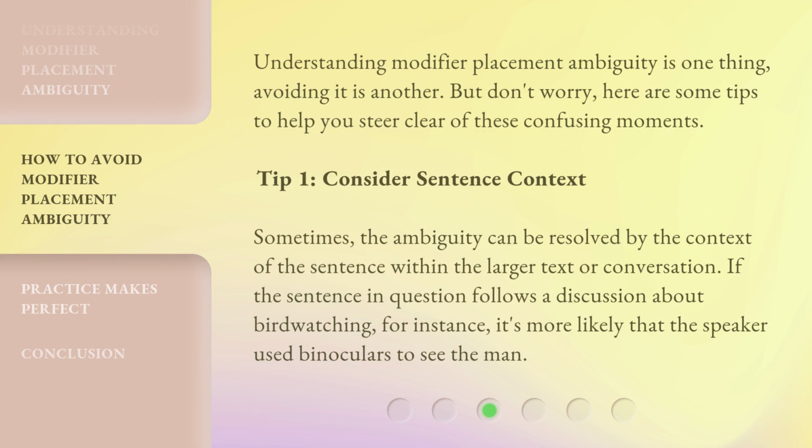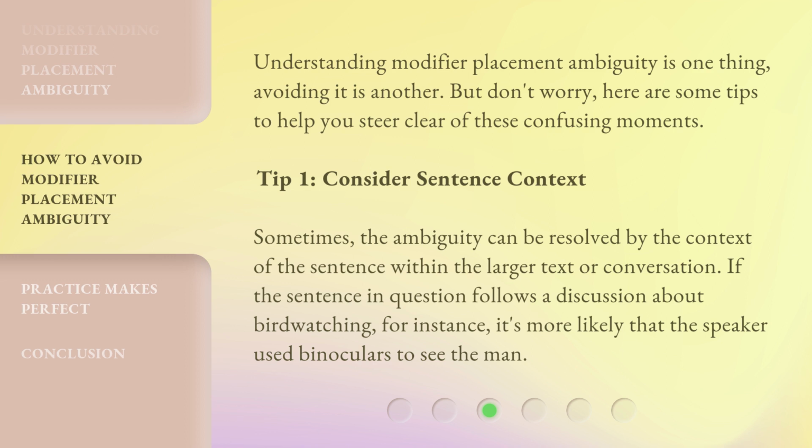Understanding modifier placement ambiguity is one thing, avoiding it is another. But don't worry, here are some tips to help you steer clear of these confusing moments. Tip 1. Consider sentence context.